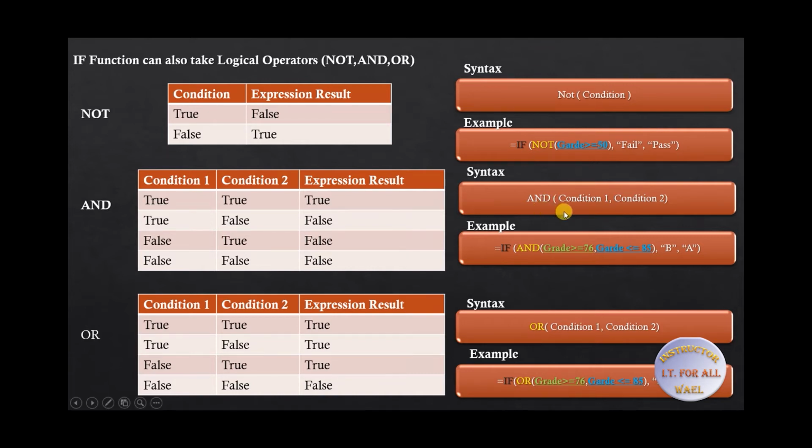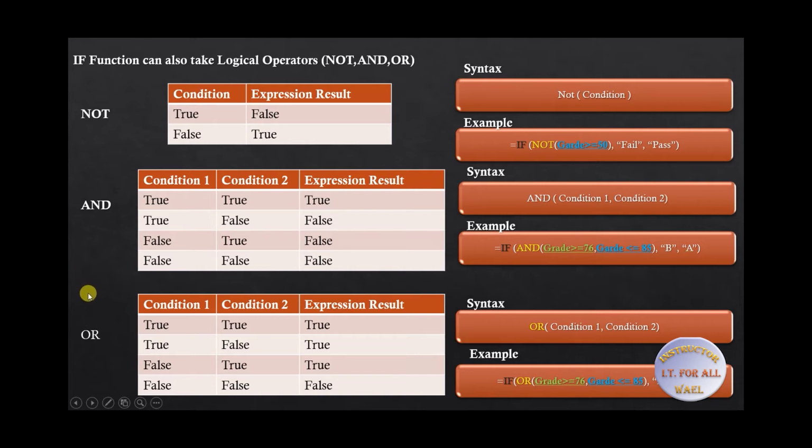The syntax is and, condition 1, comma, condition 2. The example is equal for the formula, if statement, and is in the same place as not, if you see that. Grade is greater than or equal 76, and, remember this comma here means and, grade is less than or equal 85. Then this is a range. If the grade is between 76 and 85, then the final result is going to be B. Otherwise, it's going to be A.